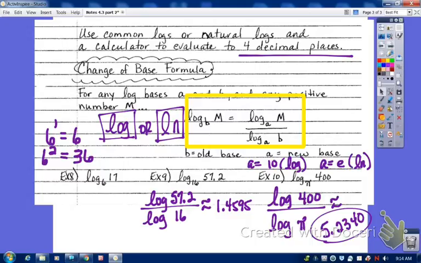You just got to remember you're either going to change to log or you're going to change these to ln. The old base goes on the bottom, so the other number goes on the top. Check your answer. Make sure your answer makes sense with the original problem. That's how you change a base in order to find an exact value that you cannot find without using a calculator. Questions, concerns, comments? Yes, sir.